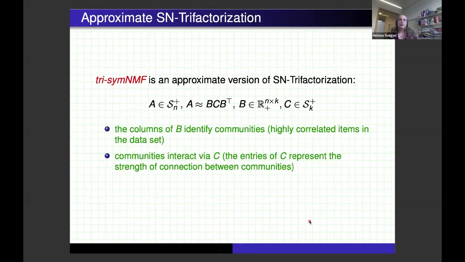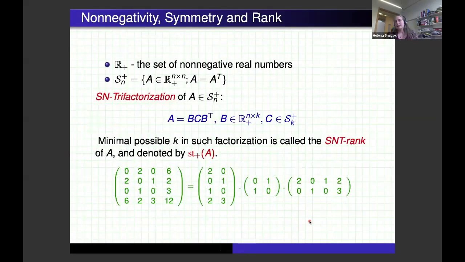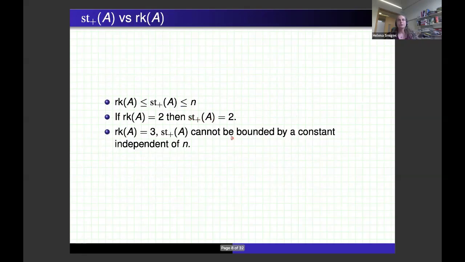Our focus today will be the exact one. So we would like to write matrix A as B C B transpose exactly, and we're looking for the smallest K for which such a factorization exists, called the SNT-rank, denoted ST plus of A. First, let us compare this parameter to other ranks that we know or heard about.